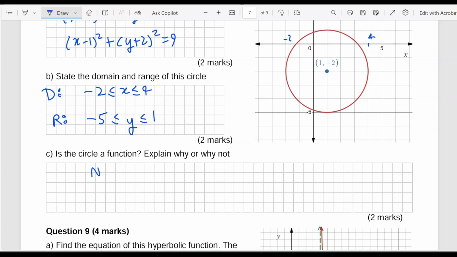Is the circle a function? No. It fails the vertical line test. If I chuck a vertical line there, it will hit the circle twice.